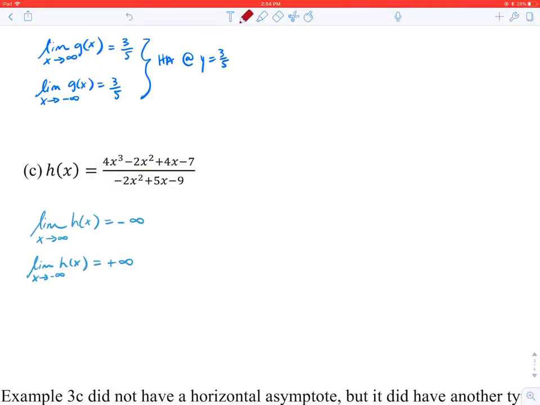For h of x, our end behavior model is 4x cubed over negative 2x squared. So when we simplify that, we get negative 2x. So that's a line with a negative slope, a slope of negative 2. So as x approaches infinity for negative 2x, negative 2x approaches negative infinity, and then as x approaches negative infinity, negative 2x approaches positive infinity. So we found those limits.